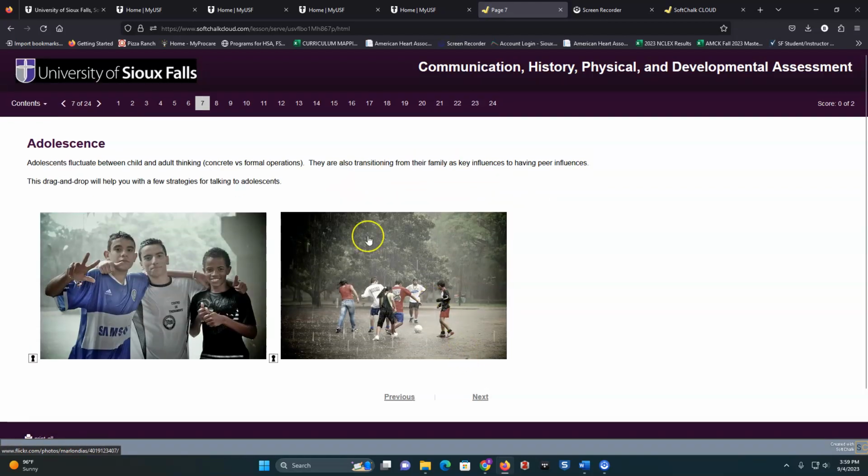So adolescents go back and forth between concrete and formal operations, and that can be very difficult. One time they can act very childlike, and the next time they can be very adult-like, and that will change, and that's normal. But just be aware we meet them where they're at, and realize that this is a normal thing.